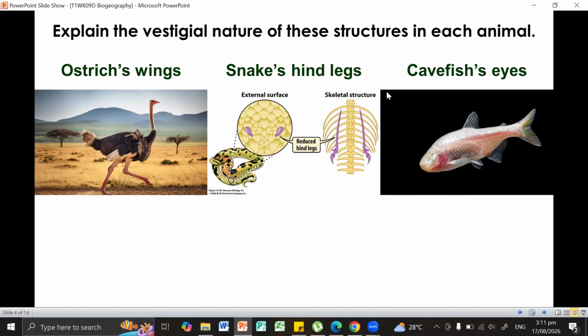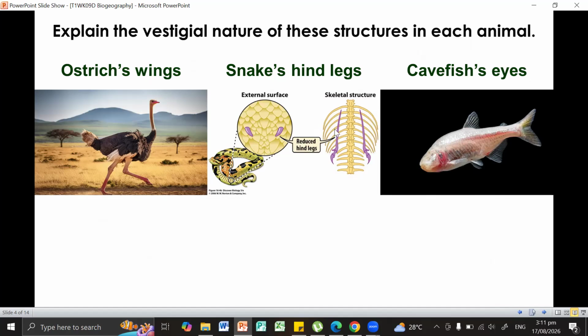And lastly, for cavefish's eyes, you cannot see their eyes because they are covered now by scales. So therefore, they cannot literally see. They don't even need to use their eyes anymore. Instead, when it comes to survival, they rely on their other senses.